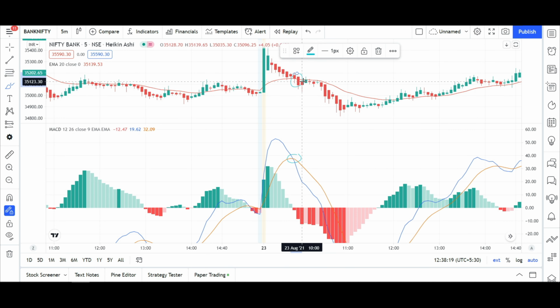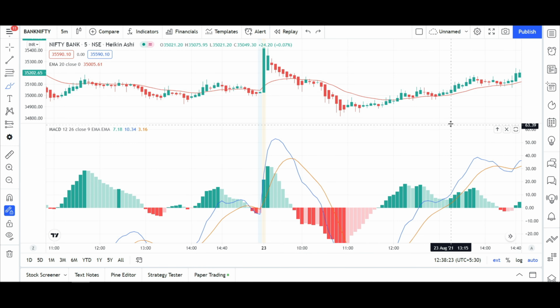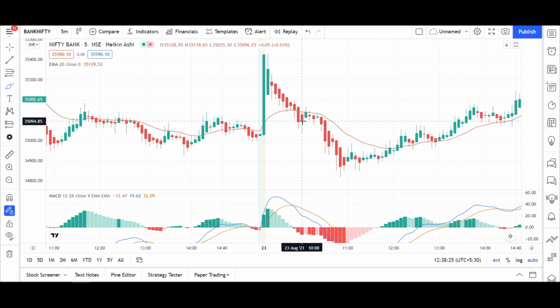All right, so both these parameters have to pass. It's not that if it is broken down and the MACD is not indicating it, you will enter. All of the parameters have to be in place. It has to be breaking the 20 moving average. You cannot enter from here.